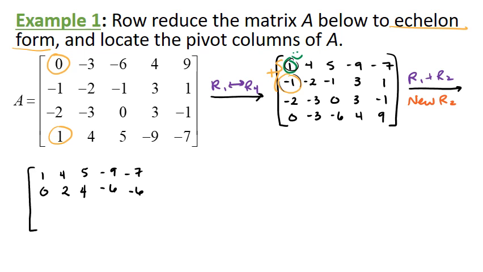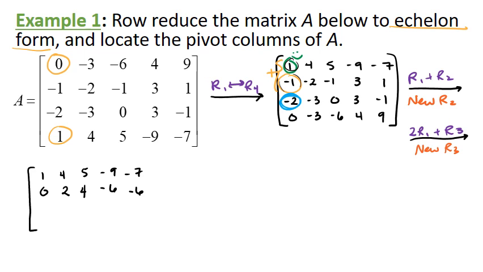Now, I also know that I want this to become a 0. So I'm going to save myself a little bit of space and use the same matrix. But now I'm going to take 2 times row 1 and add it to row 3. And this will become my new row 3.